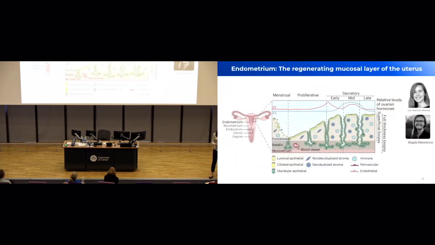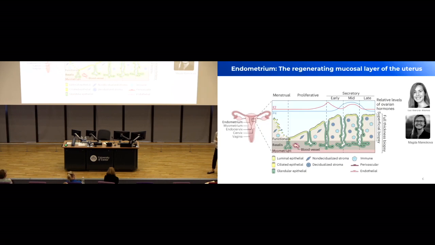So what is the endometrium? The endometrium is a mucosal layer, and in particular the mucosal layer of the uterus. And as in many other mucosal tissues that we have in the body, it is enriched in immune cells. One uniqueness of this mucosal layer is that it goes through cycles of regeneration mediated by two hormones, estrogen and progesterone. So actually, this regeneration is a perfect regeneration.